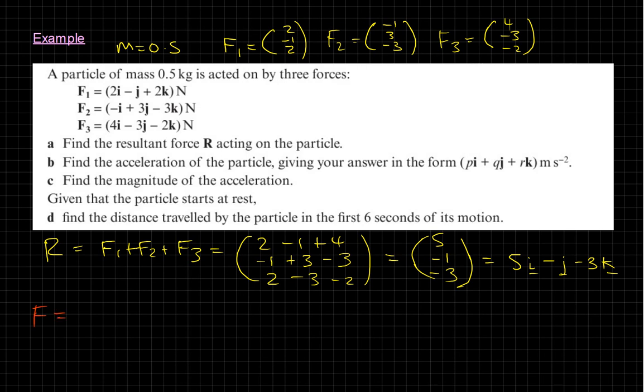F equals ma. Remember, these are vectors. The a is a vector there. So in other words, to get the acceleration, we're going to take that force vector and divide by m. So the acceleration is equal to all the coefficients divided by m, which is 0.5. Dividing by 0.5 is the same as multiplying by 2. So I'm going to get 10i minus 2j minus 6k.